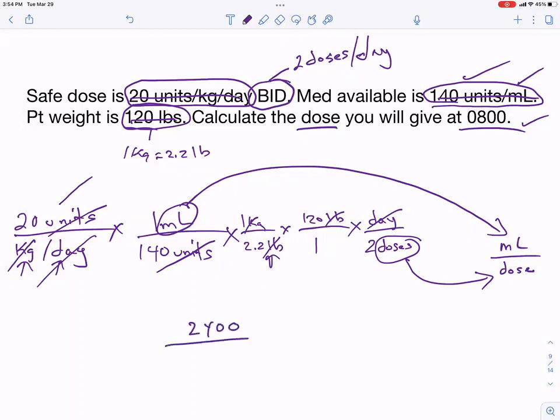2,400, I hope. And 2 times 2.2 times 140 is 616. And when I divide 616 into 2,400, I get 3.896. My rounding rules, 1 to 10, I round to the tenth. 9 is greater than 5, so I round up. So I'm going to get 3.9 milliliters for each dose.